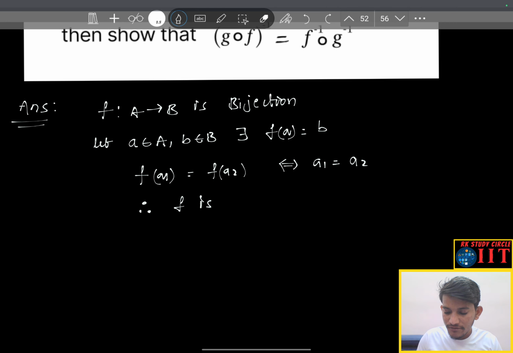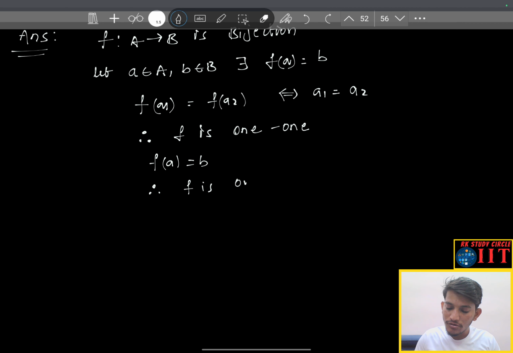So when I'm writing f(a) equals b, then I have to say the function f is onto. From the same equation, can I mention a equals f inverse of b? Yes, sir, obviously you can. Let it be equation number 1.